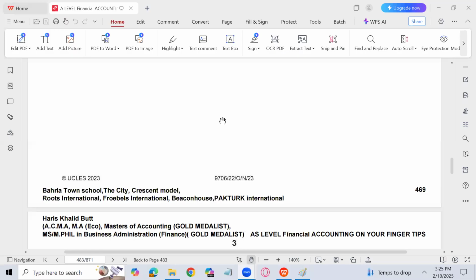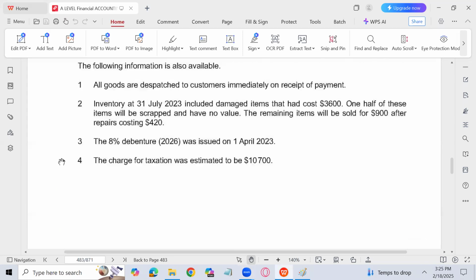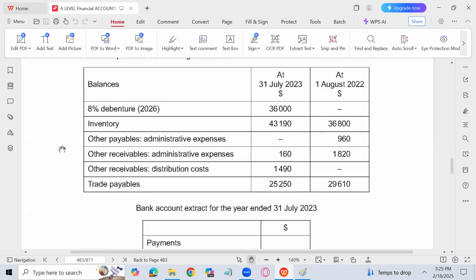So we are doing AS accounting, and the topic we are doing is incomplete records in AS accounting. The question we are going to solve came in October/November 2022; that is the variant. This question belongs to company accounts, that is, a company with incomplete records, and it came as the first question in the paper.